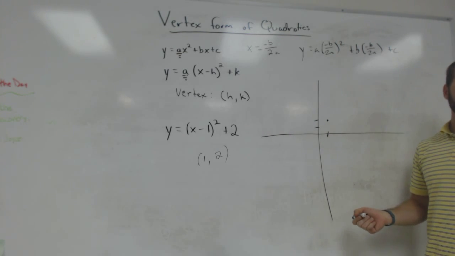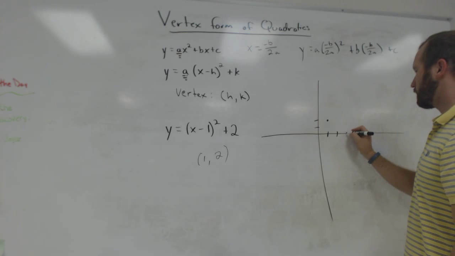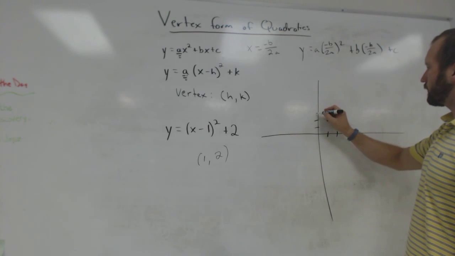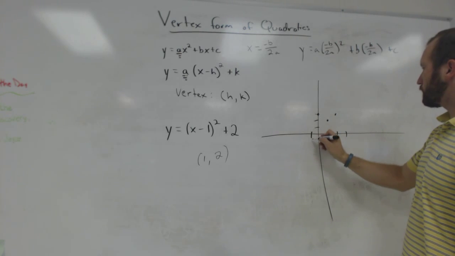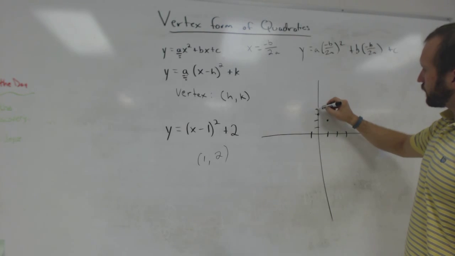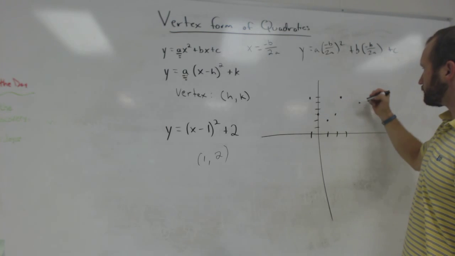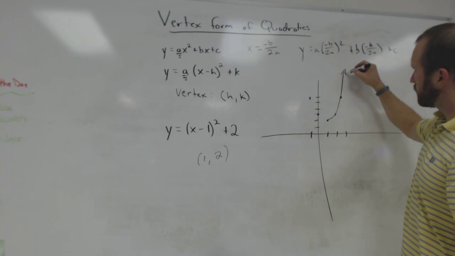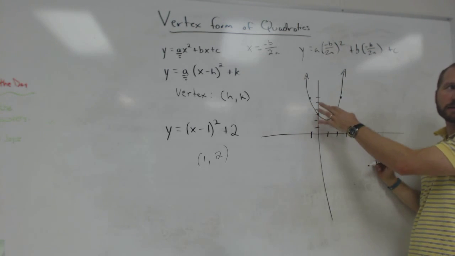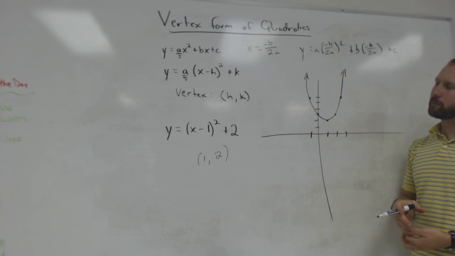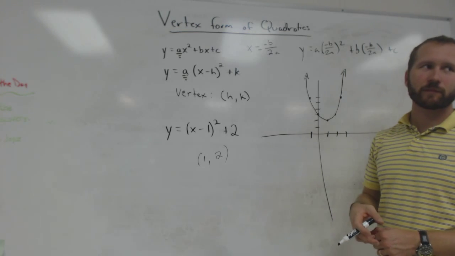So my vertex is just 1, comma 2. There's my vertex. And then I just use the standard parabola guide because A is 1. So we're going to go over 1, up 1, over 2, up 4. 5 points is enough. So after getting the vertex, the process is the same as what we're used to. And that's graphing vertex form.